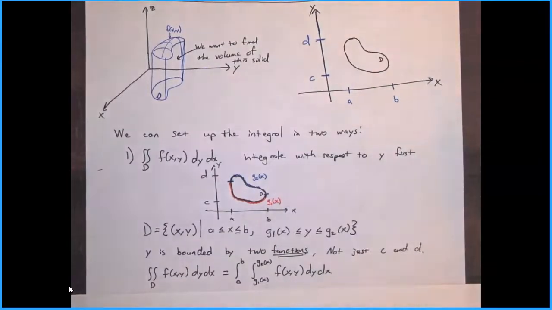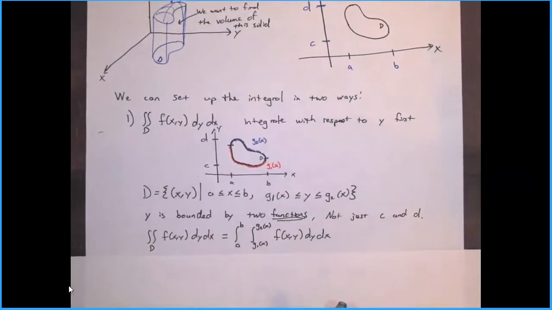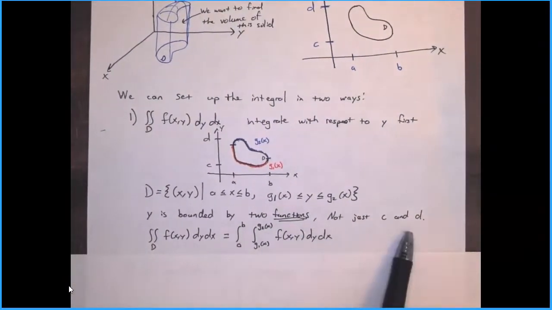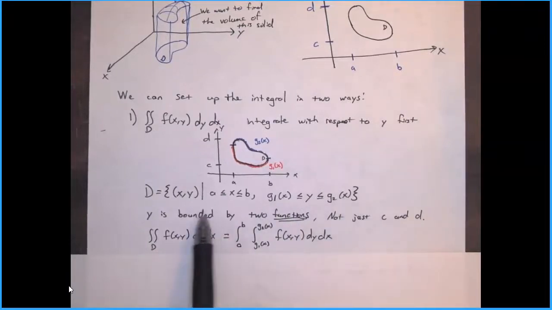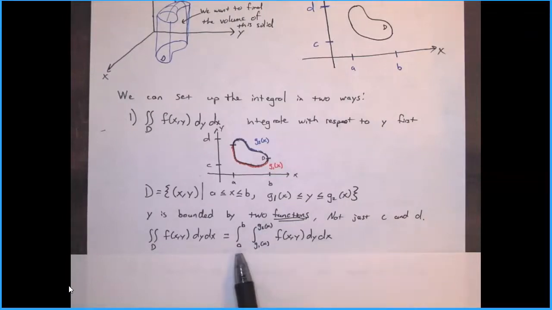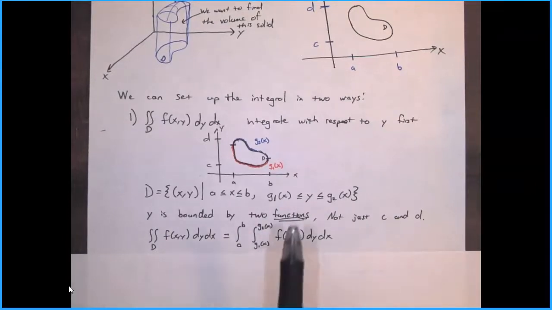So that gives me, when I set up this integral, that y is bounded by two functions, g1 and g2, not just c and d, and I can describe this integral as the integral in y from g1 to g2, these are functions of x, and then an integral in x from a to b. That's one way to set it up.